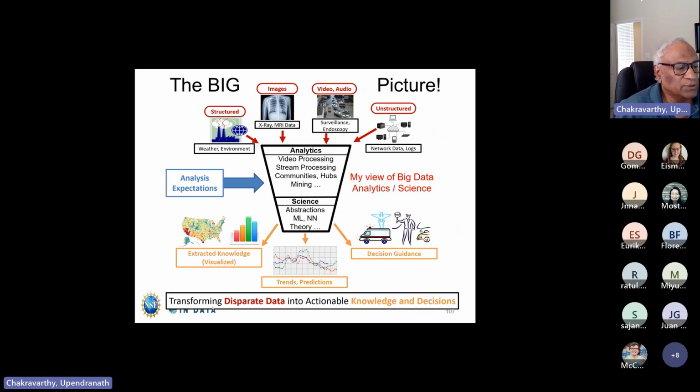So we call it transforming disparate data into actionable knowledge. Actionable is important. If you cannot take action based upon the knowledge, then it's not very useful. It can be any kind of data. This is the big picture for what all of us do, whether you're in earth science or so on. It may be a small subset of this, but this is the bigger picture. So you need science, abstractions, various theories, and you need analytics, different types of algorithms, faster algorithms. You need both of them in order to get this.